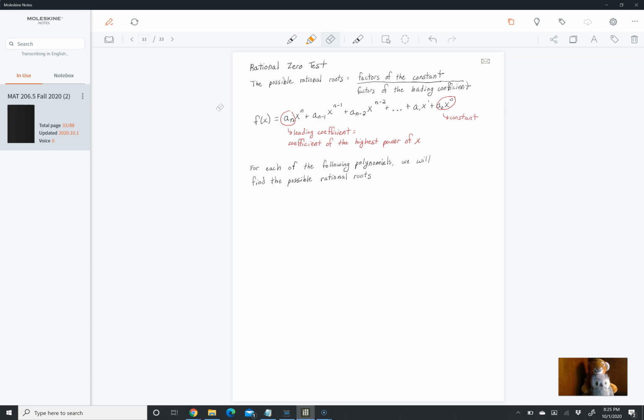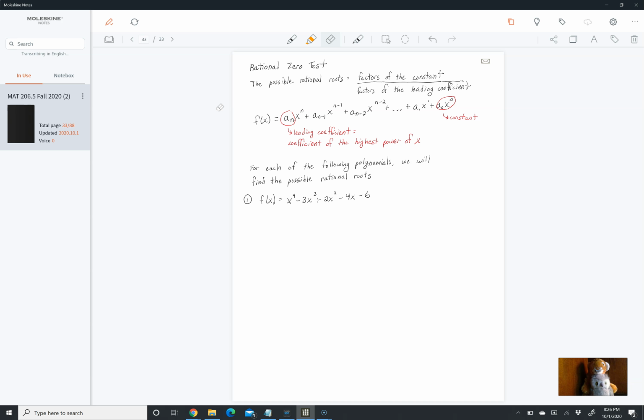I'm going to number them because we're just going to do a bunch of examples. We're going to start with x to the fourth minus 3x cubed plus 2x squared minus 4x minus 6. And we're going to find all of the possible rational roots. Now, the fact that this has a degree of 4 is actually irrelevant to us. It could have a degree of 100.